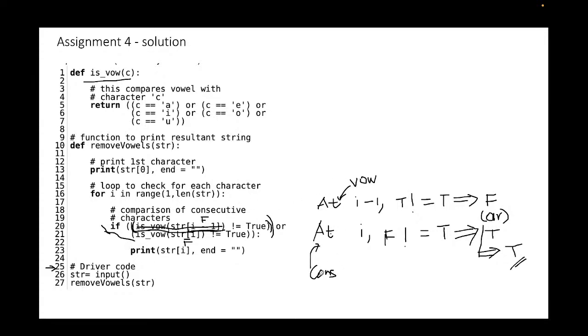Okay, now let's say at the ith position it's a vowel. Then what will happen? If it's a vowel, this will be true. So it will say true not equal to true. That will be false. False or false, that will be false. So effectively this if statement will return false. So if this if statement is false, anything inside this if block will not be considered. So we won't print anything.